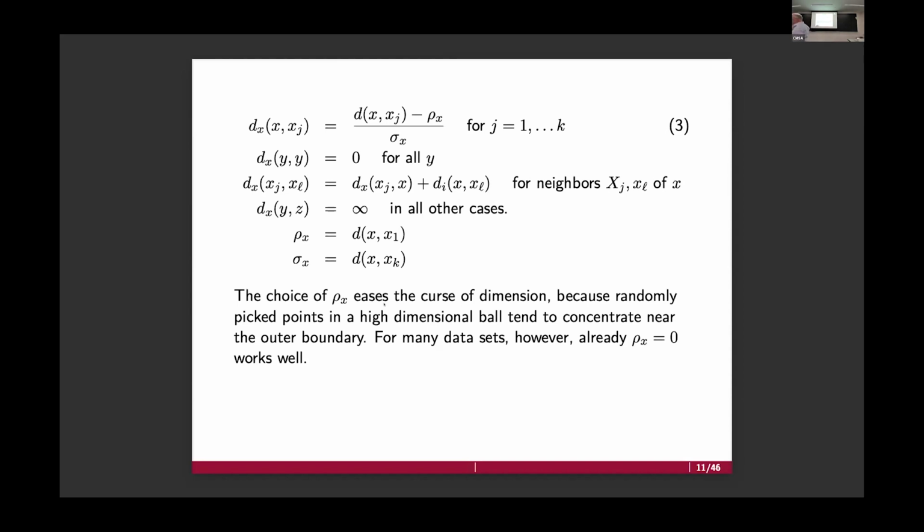Sure, that is one aspect there. It's no longer really a metric. It's a degenerate metric. It's degenerate for two reasons. Something can become 0 here, and something can become infinity. And sigma x is a normalization factor. For example, you can divide by the distance to the kth neighbor, because if the data are not uniformly distributed, you want to make the star graphs as uniform as possible, so you normalize them.